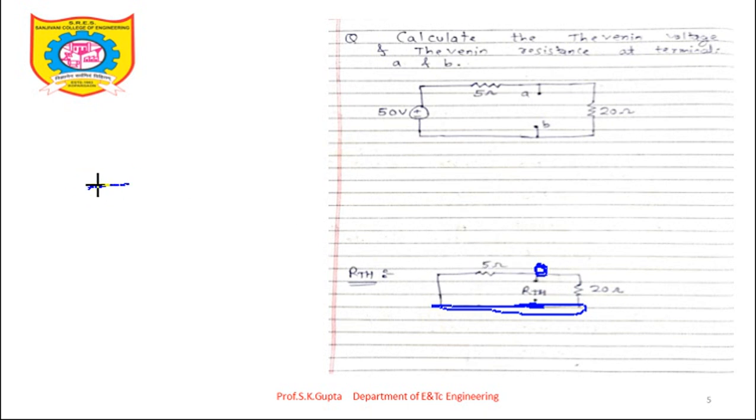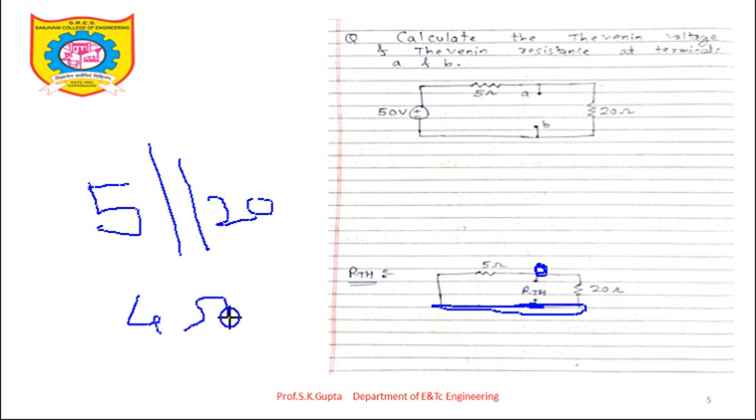So 5 parallel 20. If you solve this, R1 R2 upon R1 plus R2, 5 into 20 divided by 5 plus 20, you will get the answer as 4 ohm. So RTH value is 4 ohm. Okay, thank you.